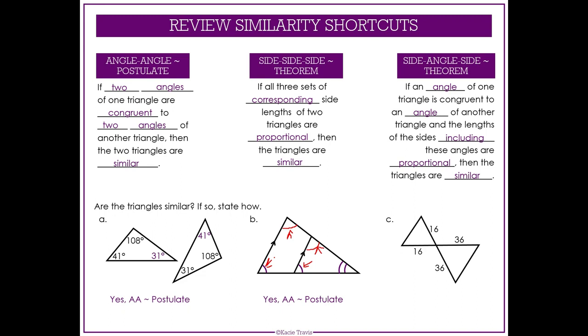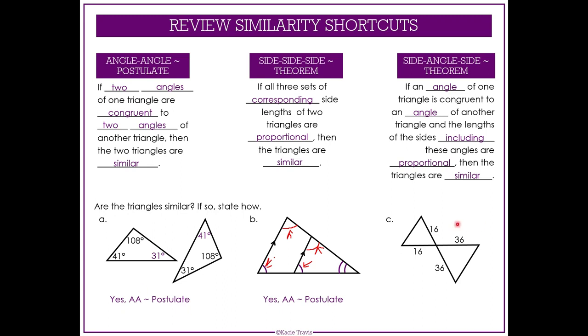Keep in mind, folks, if you do not see any side lengths on your triangles, that means that you are most likely going to have to deal with the angle-angle postulate and be able to prove it using this, okay? You're looking for two sets of angles, one from each of the triangles to really determine. Now, over here, you see that we have some side lengths, finally. So if we have some side lengths here, that means that we have to go through and prove whether or not these are proportional. So, we got 16 and 16, we got 36 and 36.